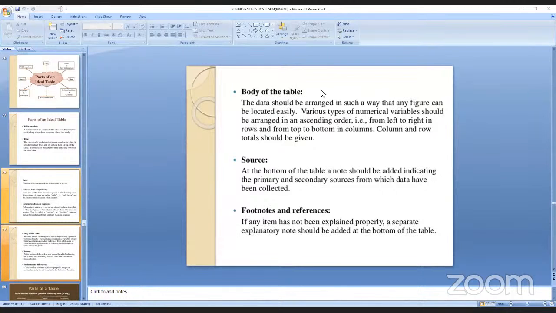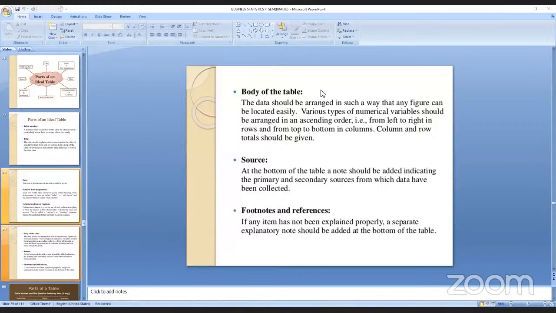Descending order means big to small. Descending, decreasing. If the number is big, it should keep decreasing. Ascending means small to big. Okay, it should be written in the ascending order.